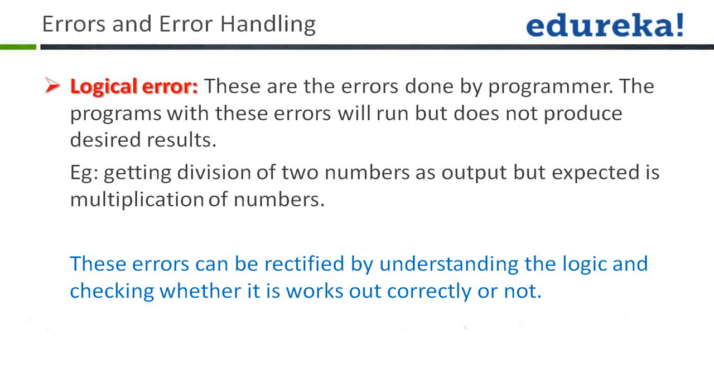Now, what if the syntax is entirely correct, but the logic that you implemented is wrong? So that is termed as logical error. These are the errors done by programmer. The programs with these errors will run, but do not produce desired results. Okay, you wanted something, it will give you something else because the logic within that is not complete. It is wrong. Like example, getting division of two numbers as output, but expected is multiplication of numbers. So what you did, you actually put a wrong logic, you divided the numbers. Now these errors can be rectified by understanding the logic and checking whether it works perfectly or not.